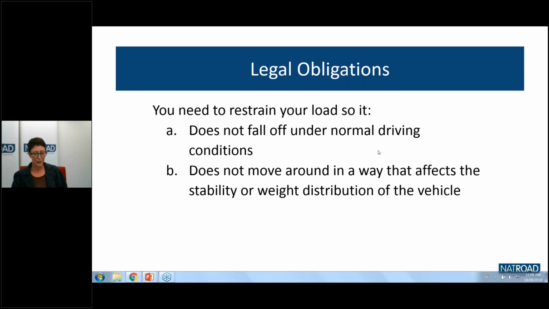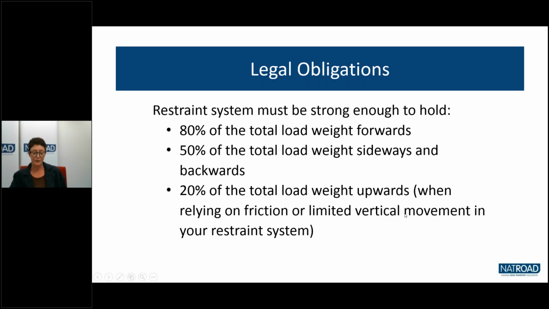So to do this, your restraint system must be strong enough to hold 80% of the total weight of the load forwards, 50% of the total weight of the load sideways and backwards, and 20% of the total weight of the load upwards if your restraint system relies on a limited vertical movement or on friction, where you need to ensure that your load remains in contact with the friction surface at all times during the journey. So those are your legal obligations.